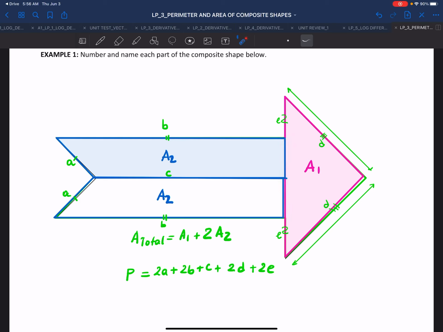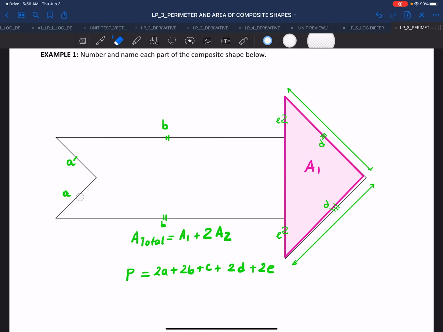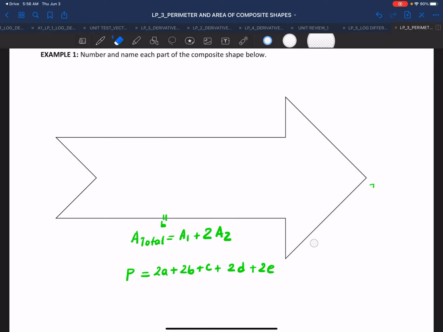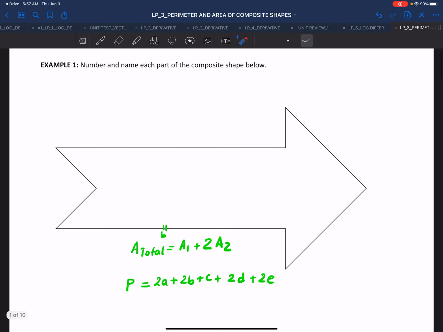I will be erasing the way I decomposed this shape before. And you can see that there is no side in between here. Okay, so that's why we simply had the 2 side lengths E each. So another way of decomposing this shape would be this.